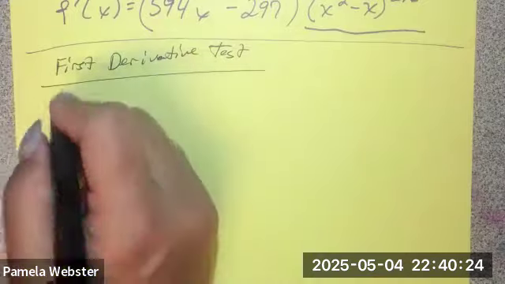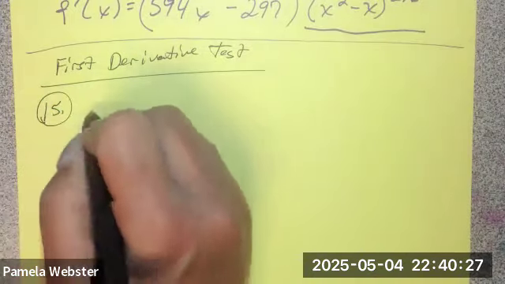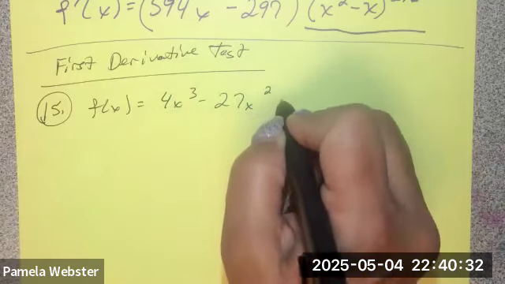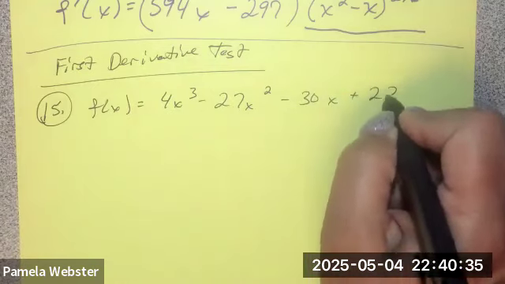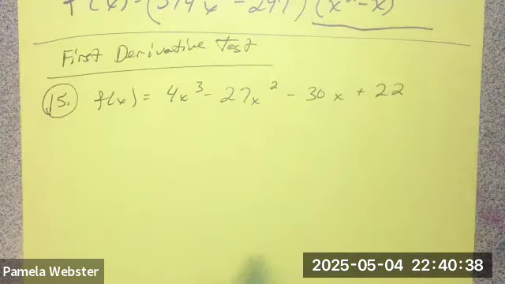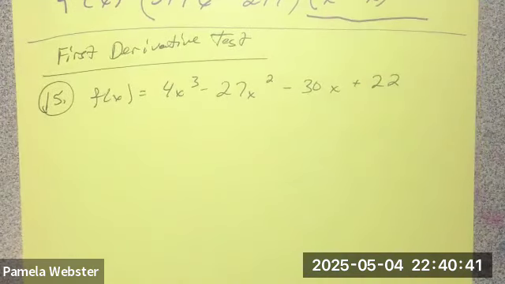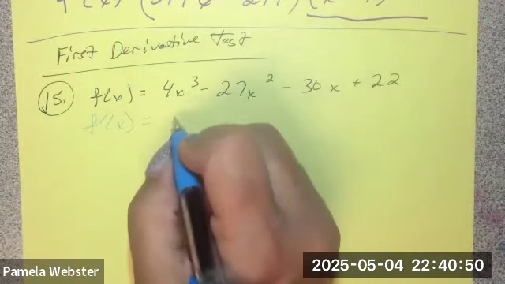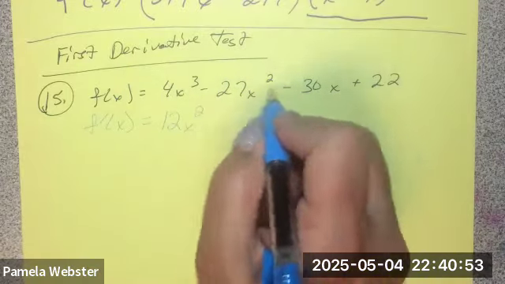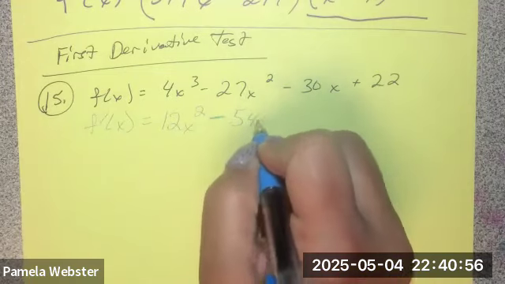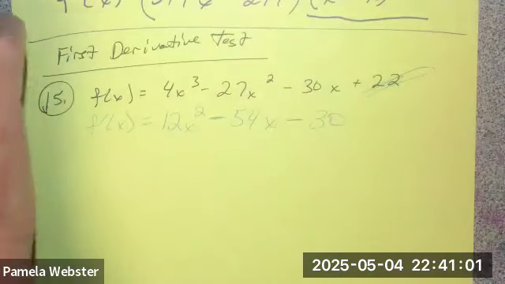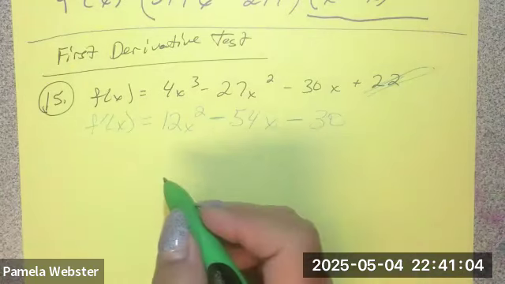Okay, the problem that I've got here says f of x equals 4x to the third minus 27x squared minus 30x plus 22. It says find the derivative of x. So do that first. Part A. Everybody listening to this video better be able to do this. Okay, f prime of x is what? 12x squared minus 54x minus 30, and the 22 just goes away because it's a 0, right? Okay, so find the derivative.